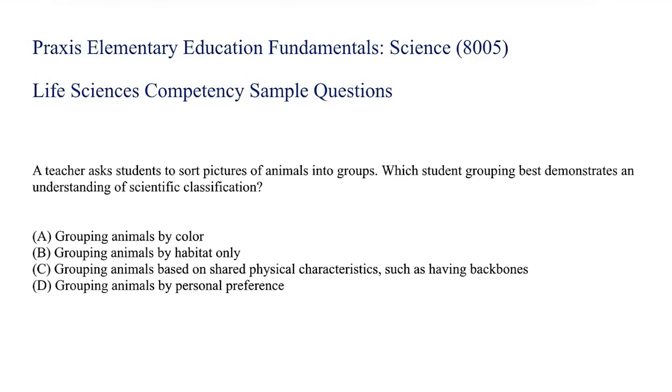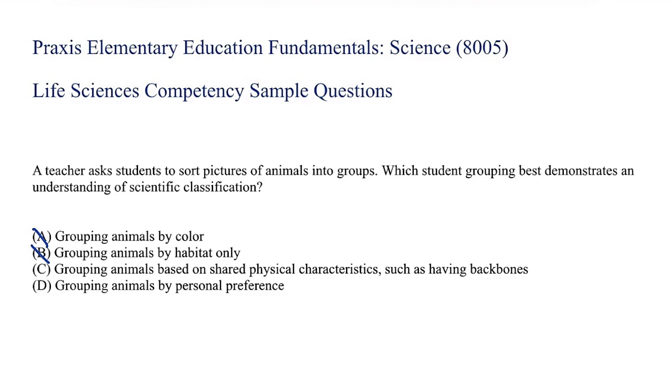A teacher asks students to sort pictures of animals into groups. Which student grouping best demonstrates an understanding of scientific classification? A, grouping animals by color. No, because we know animals come in tons of different colors, even in their own species. B, grouping animals by habitat only. Not the best way. That's a little broad. C, grouping animals based on shared physical characteristics, such as having backbones. This is an amazing way to sort them. So we're going to keep that one aside.